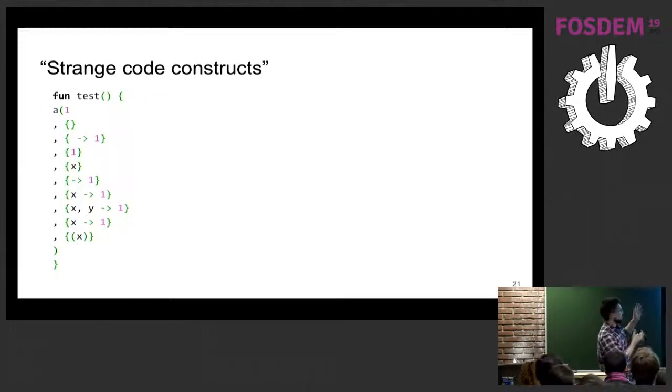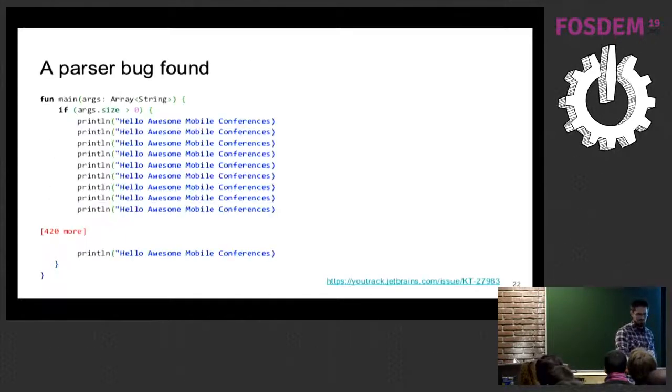Well, this is some weird test function. Actually, the fourth compiler that I showed before also fell into this strange code constructs group. And this one is good. This allowed us to file a bug against the parser. This obviously incorrect 400-plus lines of code actually break the parser with a Stack Overflow error. So we filed a bug.